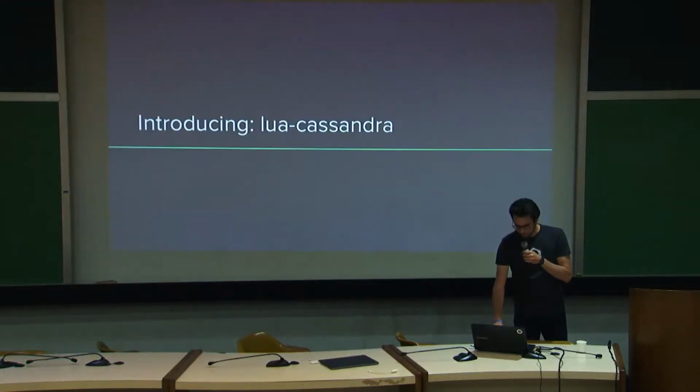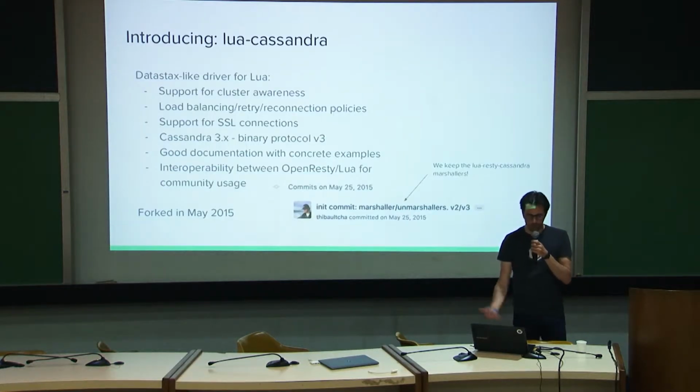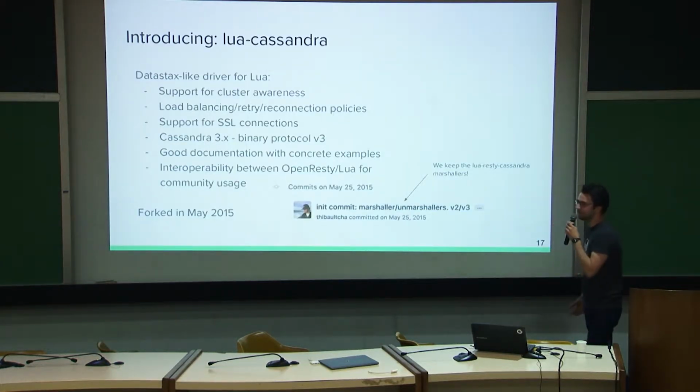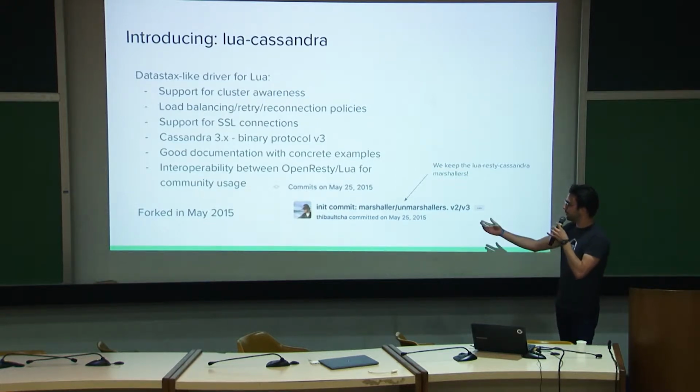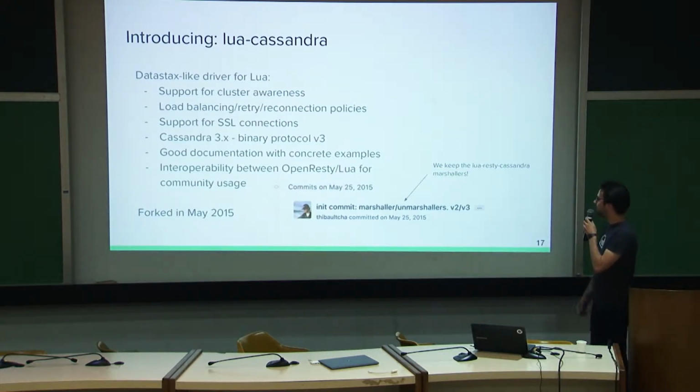So lua-cassandra, that's the fork that I started, and I felt super bad about it. But we just really needed all this to be done. So in May 2015, I just kept the marshallers, so everything that's related to the binary protocol itself, at least for V2, and started building on top of it.